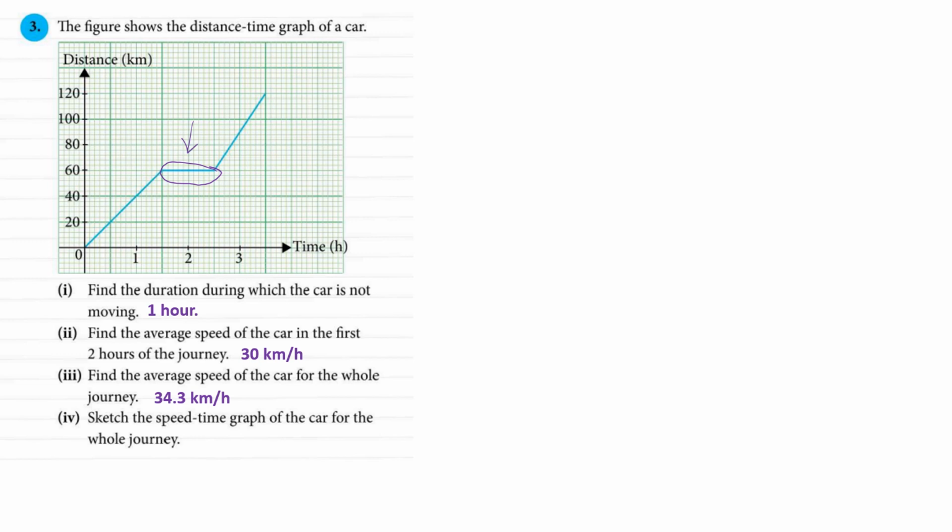So if you were to draw two vertical lines that touch the time axis, we can see that the time difference is 2.5 minus 1.5, and that gives you 1 hour. So in other words, the car is not moving during this 1 hour period of time. All right, so that is part 1.